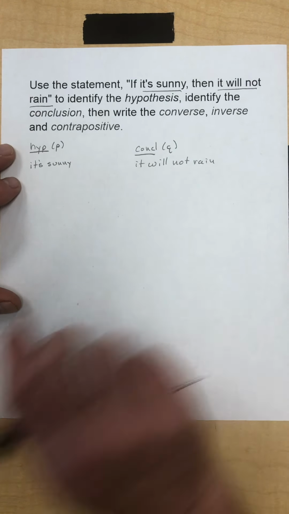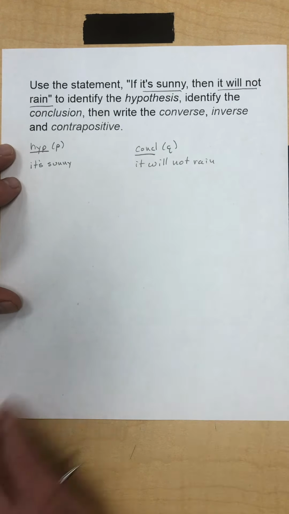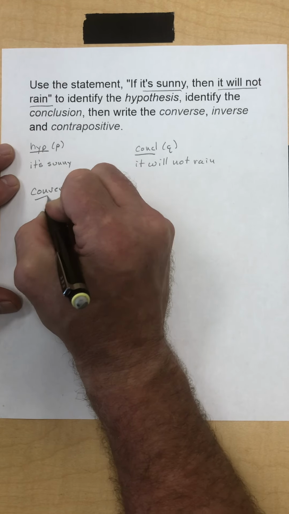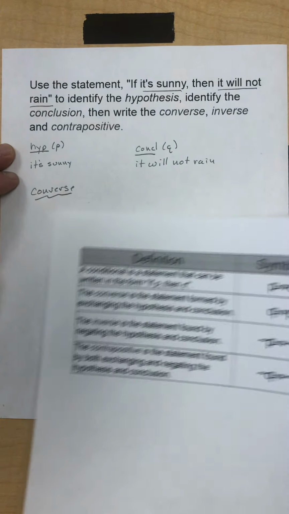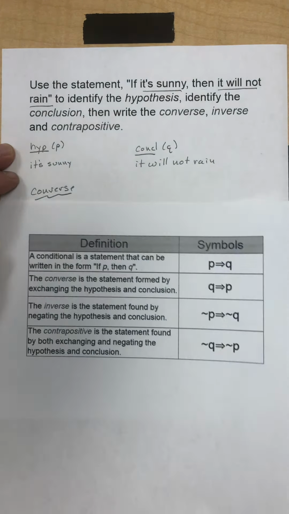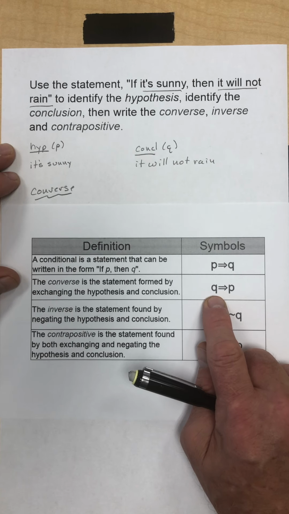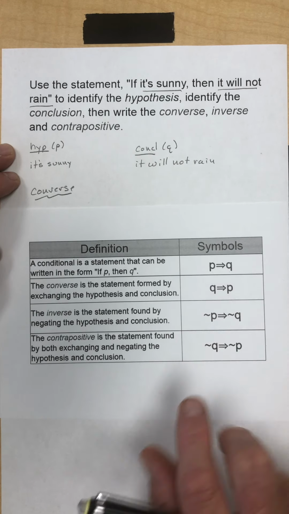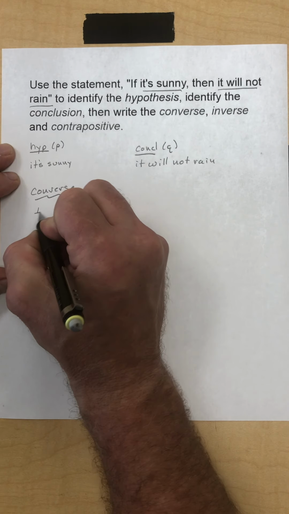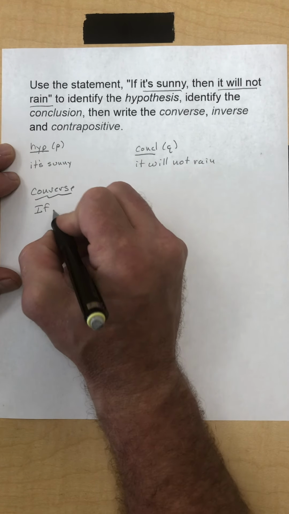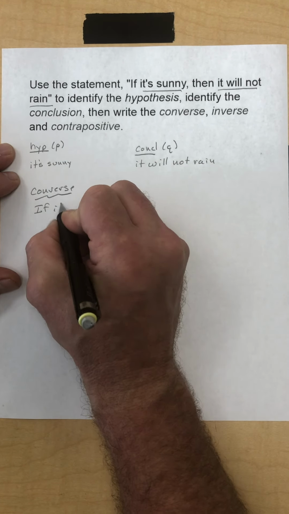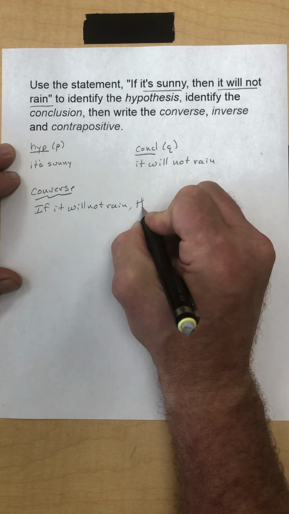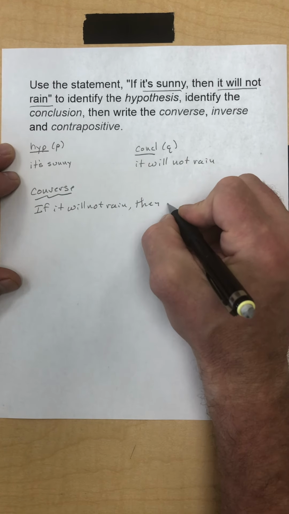It wants us to come up with the converse, the inverse, and the contrapositive, so let's start with the converse. Going back to the slide, remember for the converse we don't negate anything, we just switch it. Your conclusion becomes your hypothesis, and your hypothesis becomes your conclusion. So we would say: if it will not rain, then it's sunny.